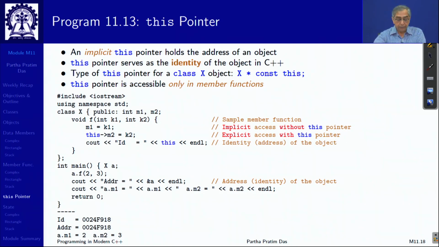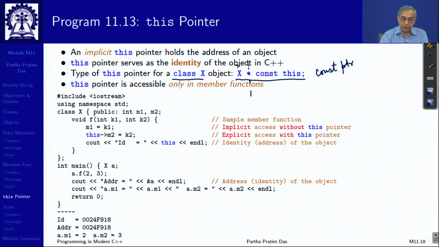Now, it is important to note that if I have a class X, then the type of this pointer for any object of this class is X star const this. You know the mechanism: draw a vertical line through the star, it is on the pointer side. So, it says that it is a const pointer. You can very well understand why it is a const pointer, because it is the address where the object is. As long as the object is there in memory, you cannot change that pointer. If you change that pointer, then everything will go haywire.